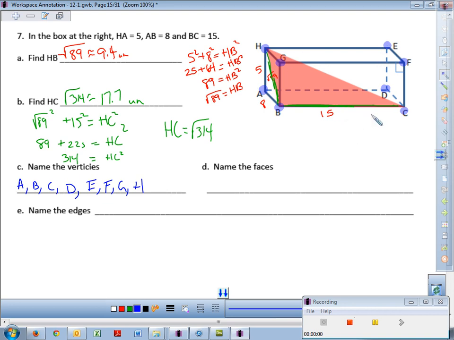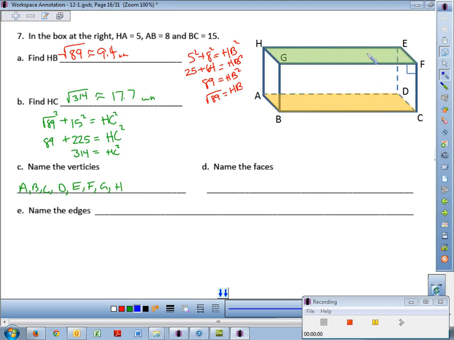Name the faces. Well, there are 6 faces to a box. Here are 2 of them. The top and bottom are faces. Those are rectangles right there. So you can see a green face and an orange face, if you will. Let me name the green face for you. It's any order you want to put these 4 in, as long as you go consecutively. So how about H, E, F, G. You see how I went H, E, F, G, nice and consecutively.